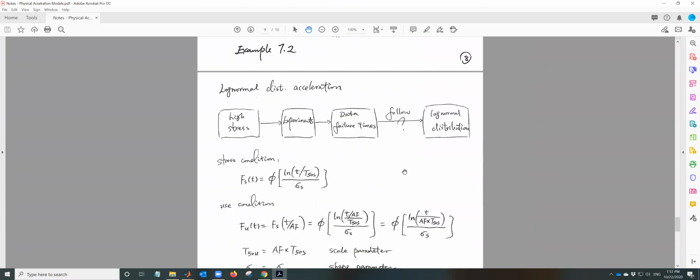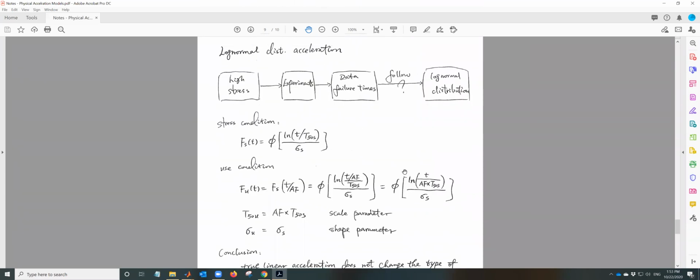Now, let's assume the lifetime distribution is lognormal. That means if we have high stress experiments, we get the failure times and all the data. Let's see whether it follows a lognormal distribution. So what is a lognormal distribution?